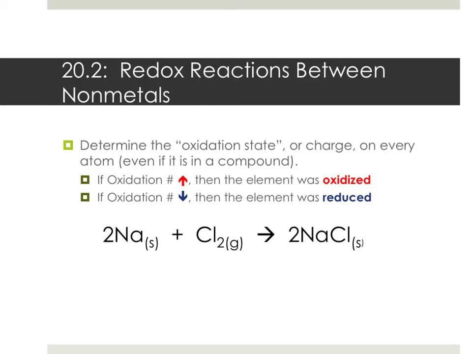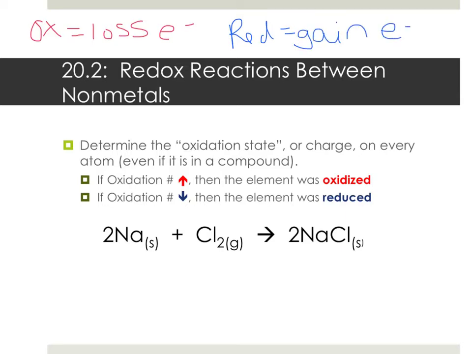If you recall from our last video, we already have established that oxidation is the loss of electrons, and reduction is the gain of electrons. Remember, OIL RIG: oxidation is loss, reduction is gain. So in order to determine if electrons were gained or lost, we have to start by determining the oxidation state of every element in every compound in the reaction.